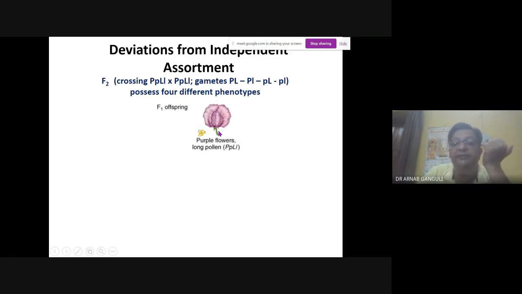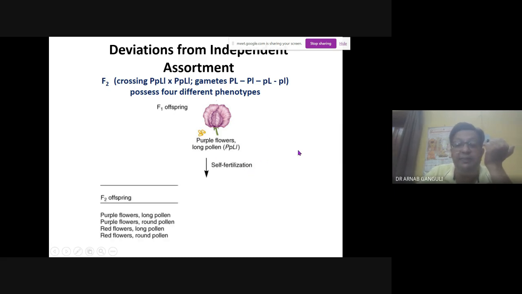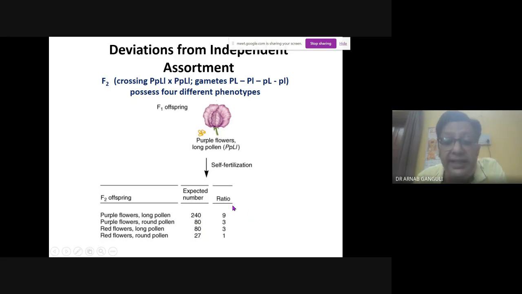So these F1 were crossed, self-fertilization took place, and you were supposed to have F2 offspring: purple flowers, long pollen; purple flowers, round pollen. This is the new combination. Red flowers, long pollen; red flowers, round pollen. You would expect them in the ratio of, the expected number was 240, 80, 80, 27.